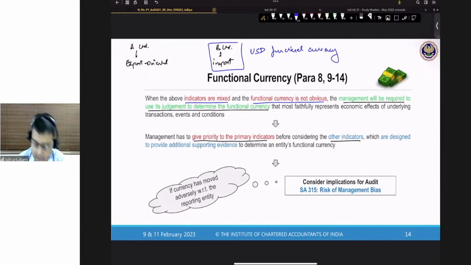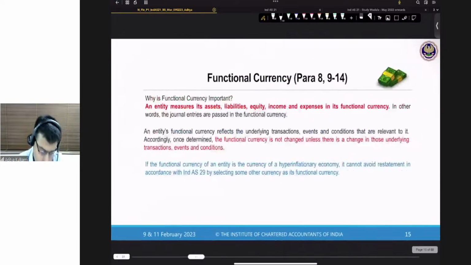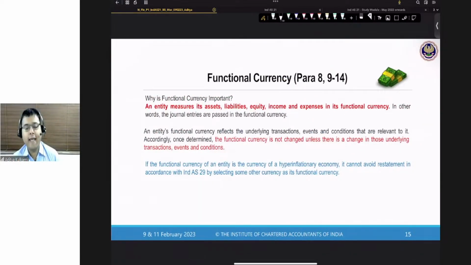So as an auditor, you have to be very careful when you are doing the audit. There is always a risk of management bias in such kind of judgment requirements. Okay, there is always a case of management bias. Is it okay? Yes. Have you understood? All right.